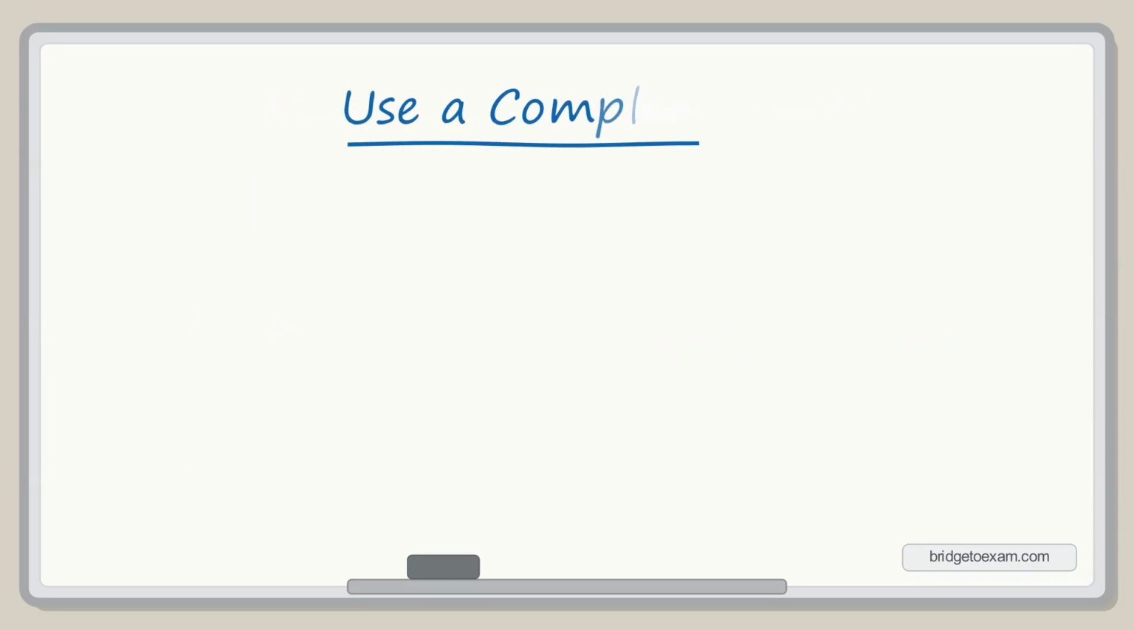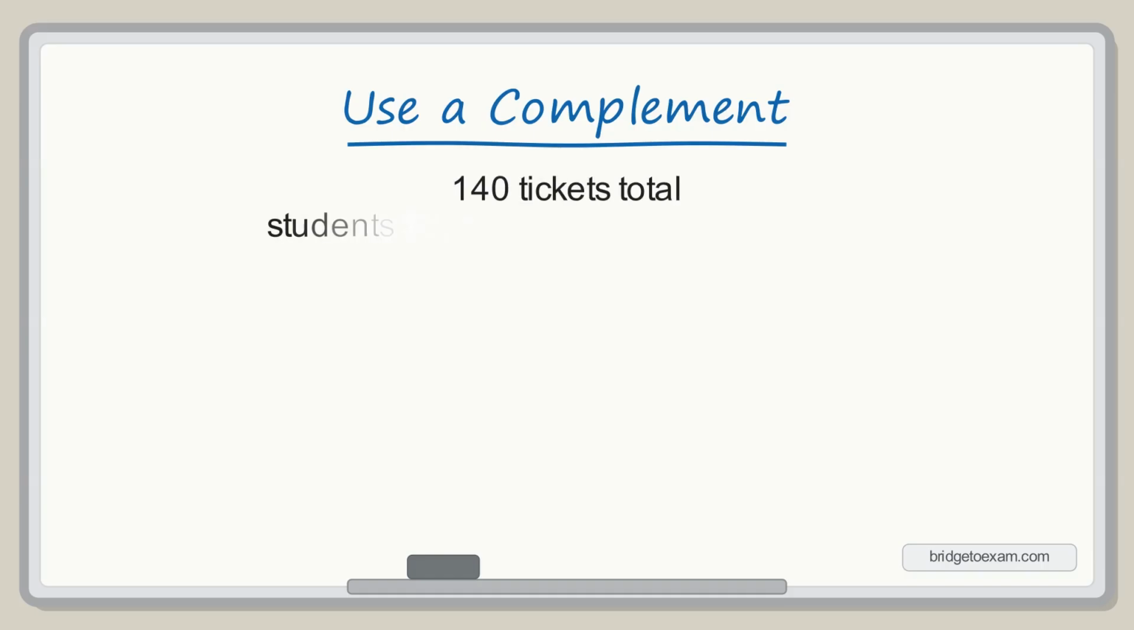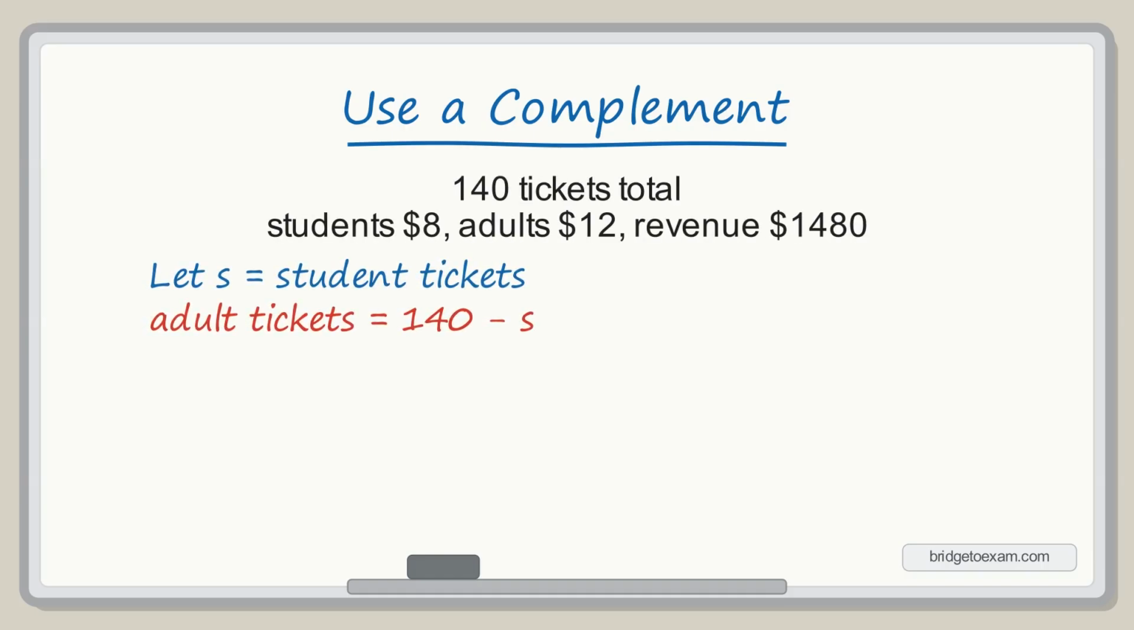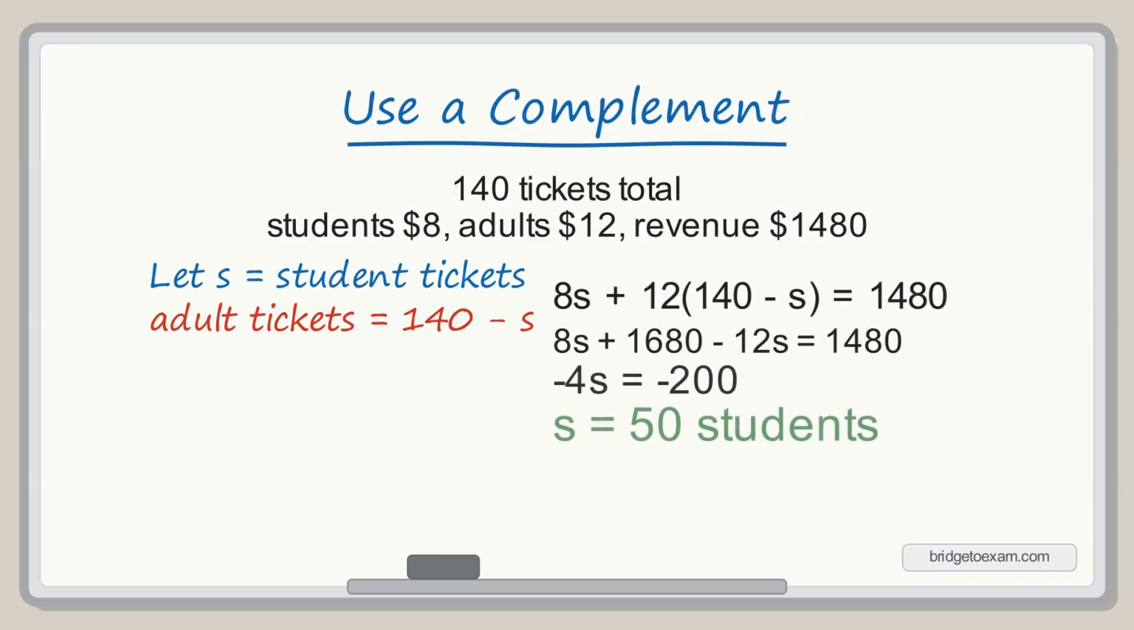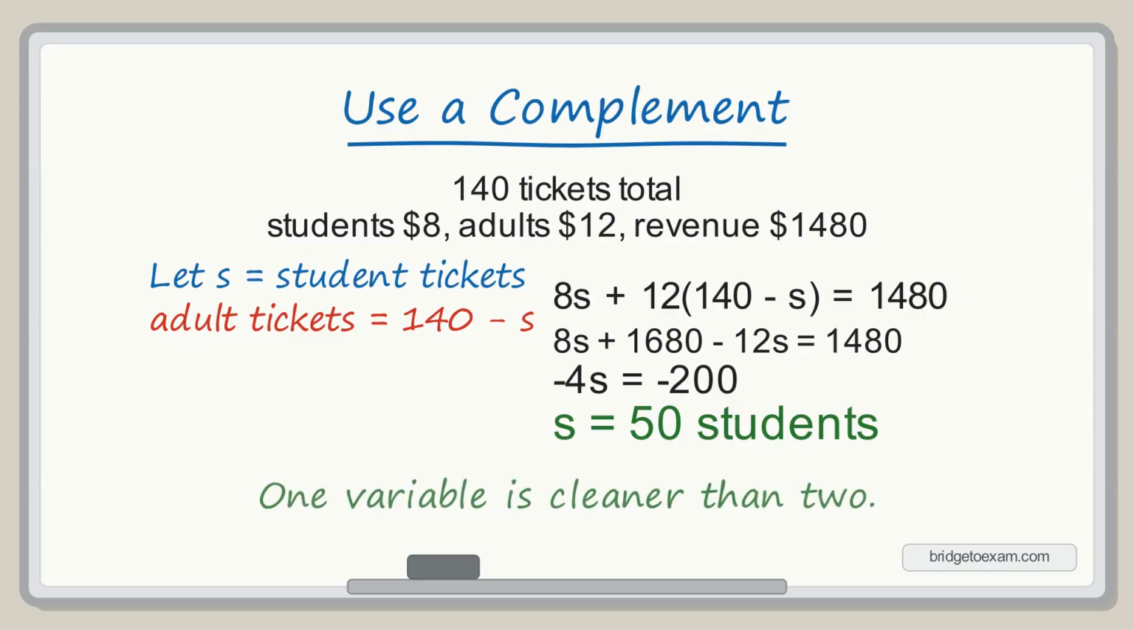When two categories add to a total, a complement can keep the model to one variable. If S is student tickets, adult tickets are 140 minus S. Build the revenue equation, solve, and get 50 student tickets.